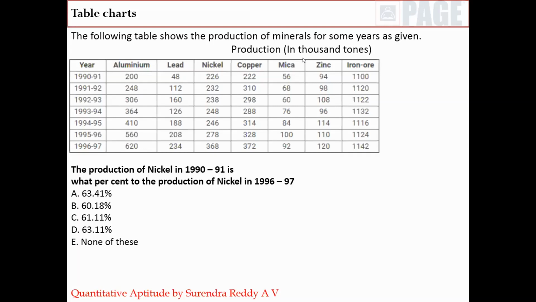So the production of nickel in 1990 to 91 is what percentage of the nickel in 96 to 97? So 90 to 91, what is nickel production? Is it 226? We have discussed how to write X as percentage of Y. Do you remember this? X as percent of Y means it is X upon Y into 100. Similarly, nickel in 90 to 91 is 226. This is what percentage of 96 to 97 nickel production, which is 368. To convert into percentage, we have to do into 100. This is the required answer. Now do the calculations.